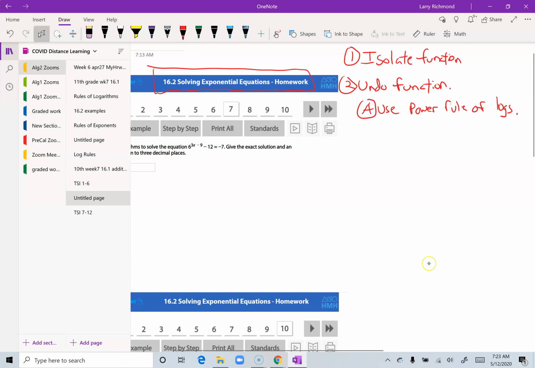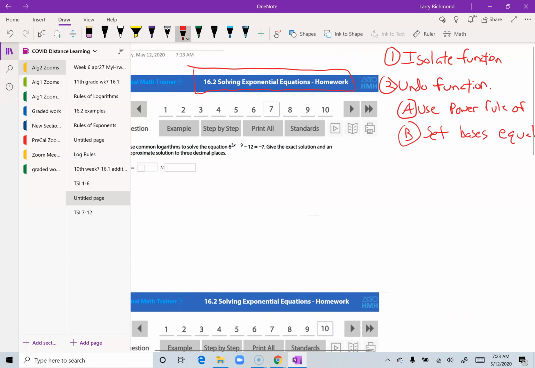Or we can set the bases equal to each other. That's not mentioned a great deal in this section, but it's often useful. And I'll show an example of both of those.